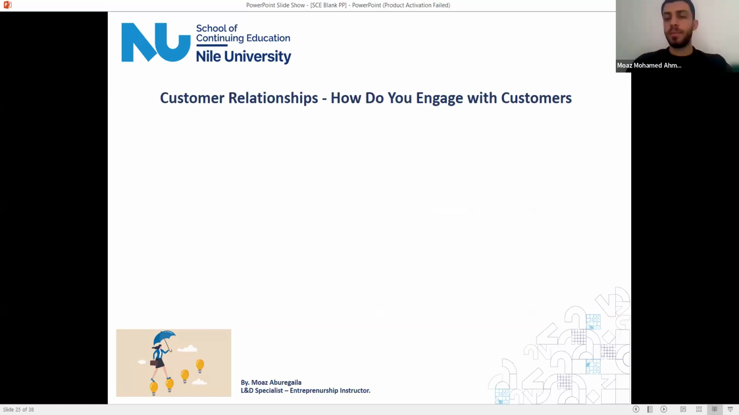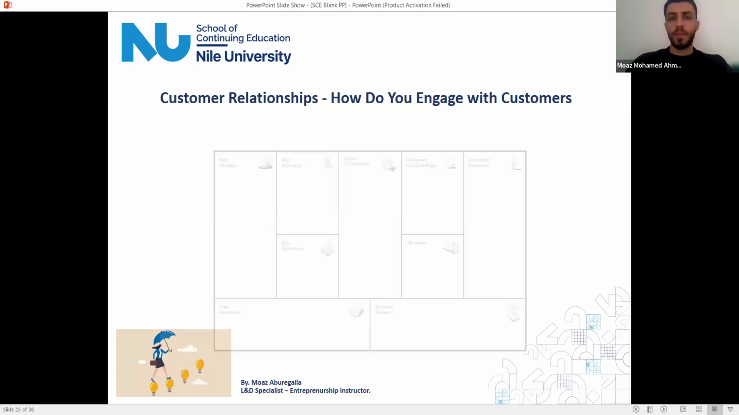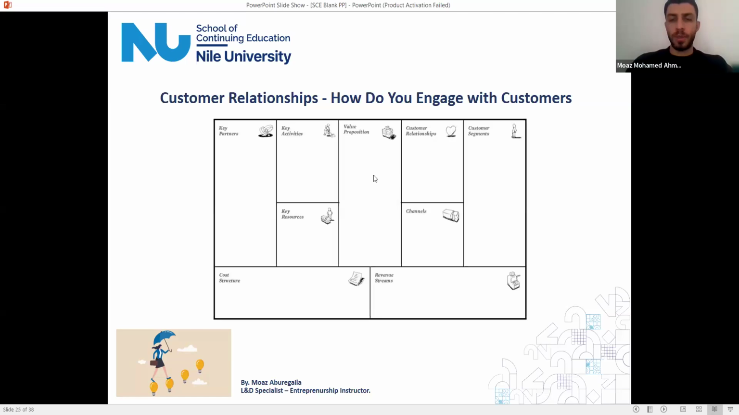Then the fourth component is the customer relationships. Value proposition to customer segments through effective channels, and retaining your customers and acquiring new customers through building customer relationships. And this is a really important component. Customer relationships is how you engage with customers.